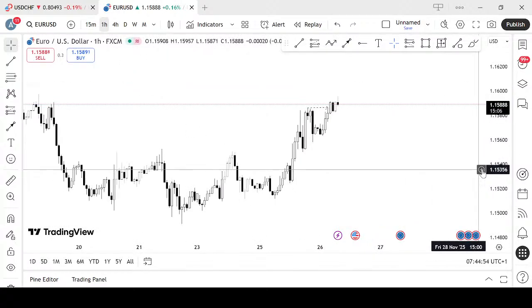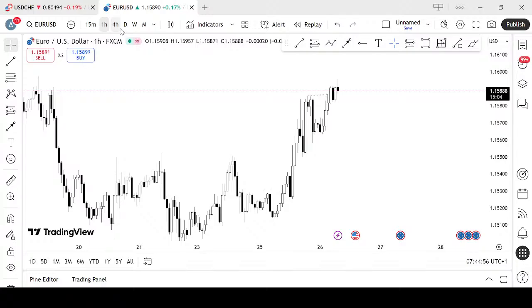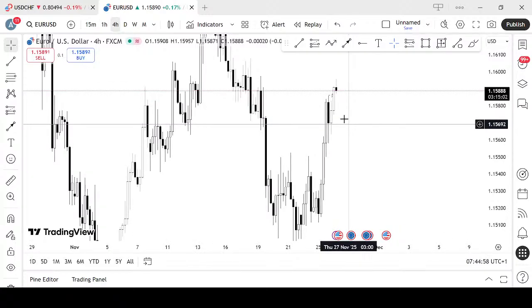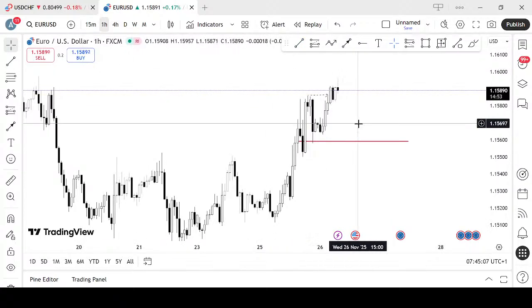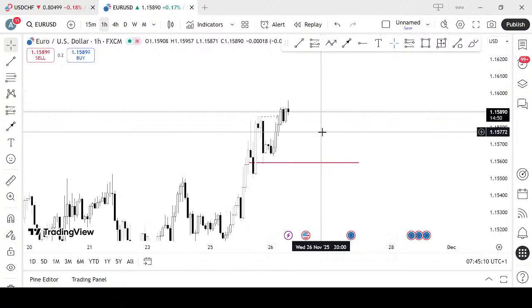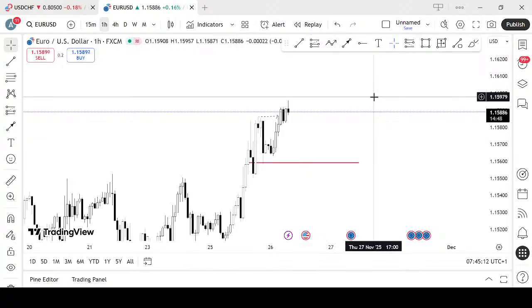And on the 1 hour, the move started from this low here. Yeah, we're looking forward to see confirmation to take a buy position here in the form of the bullish engulfing.